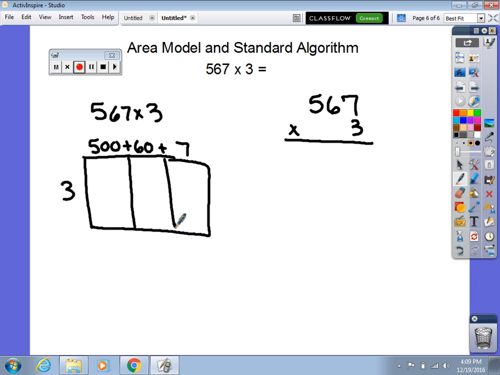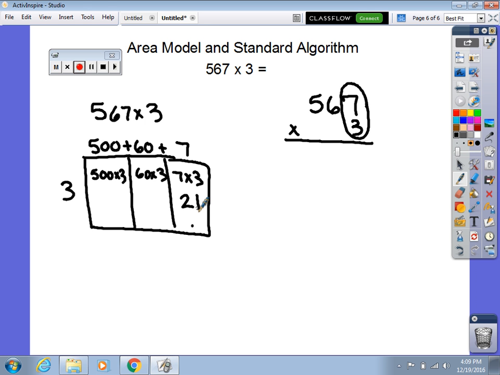Now in the area model, I do start a little bit backwards from the algorithm because I usually start with 500 times 3, then go 60 times 3, then go 7 times 3. In the algorithm, we always start in our ones place. But you see that I have 7 times 3 here and 7 times 3 here, and that answer is 21.